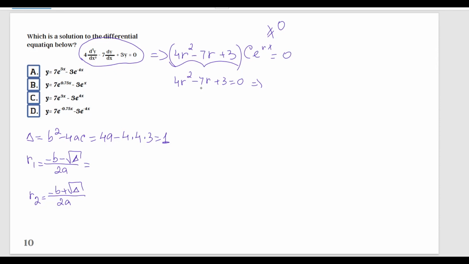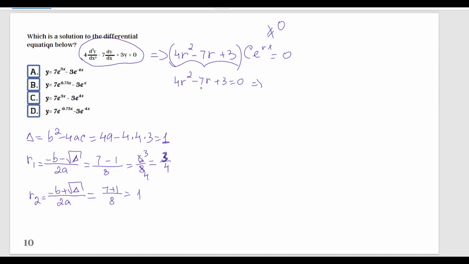Okay, let's see, minus b gives me 7, minus square root of delta is 1, over 2a, 2 multiplied by 4, that is 8. So 7 minus 1 gives me 6 over 8. And R2 gives me 7 plus 1 over 8 equals 1. So I have a solution of 6 over 8. This can be simplified. If we divide by 2, we get 3 and 4. This gives me 3 over 4.